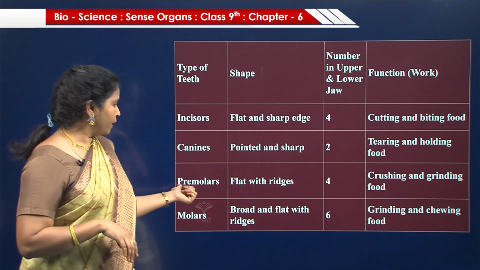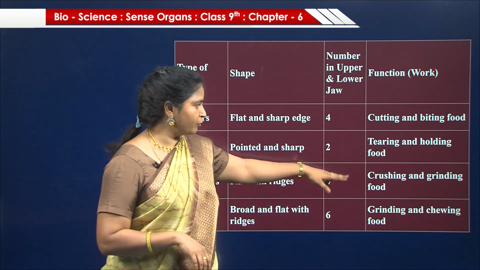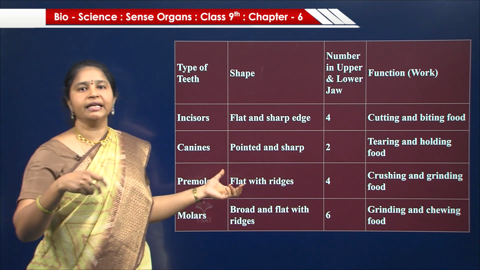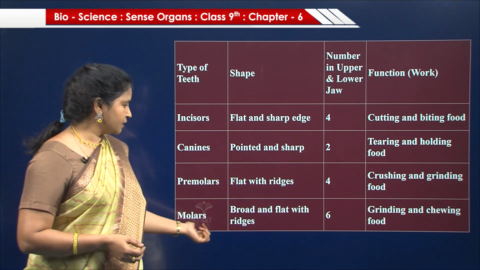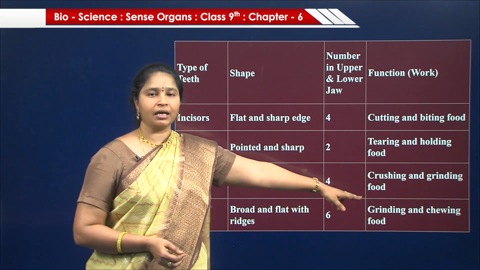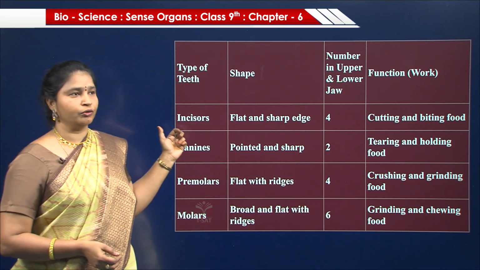Premolars. Premolars are flat with ridges. They are 4 in the upper jaw and 4 in the lower jaw. They are useful for crushing and grinding the food. Molars are broad and flat with ridges. These are 6 in the upper jaw. These are also useful for grinding and chewing the food.